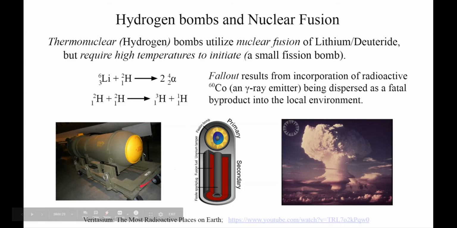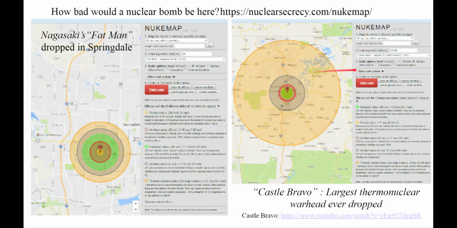And here's a good video from Veritasium. You should watch that one. This is just another fun fact thing. Here's a link: nuclearsecrecy.com/nukemap. You can take this website and pull up a Google map. You can pick a bomb and try different locations, and it will show just how far it could possibly drop. Here, this is Castle Bravo. It's the largest one we've ever dropped.